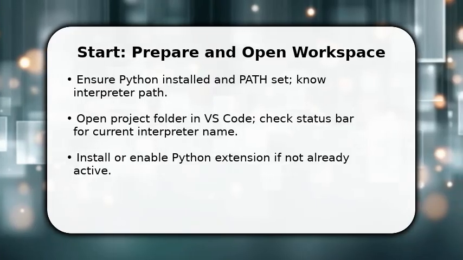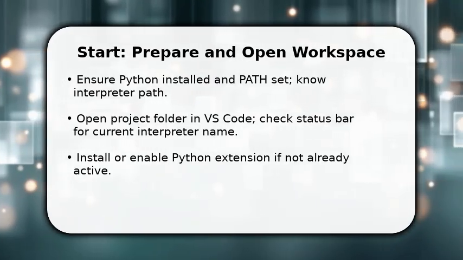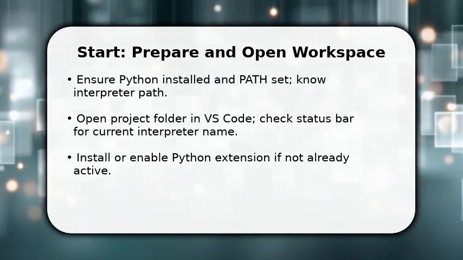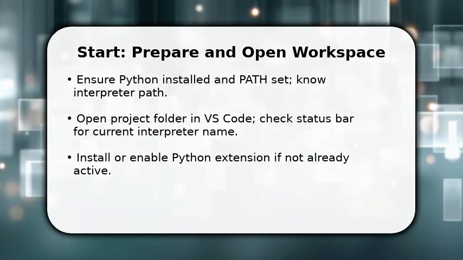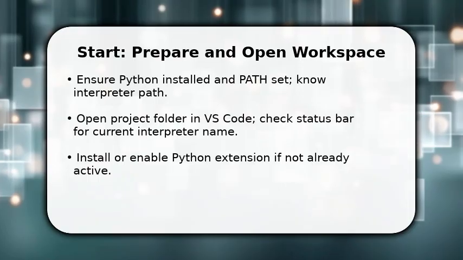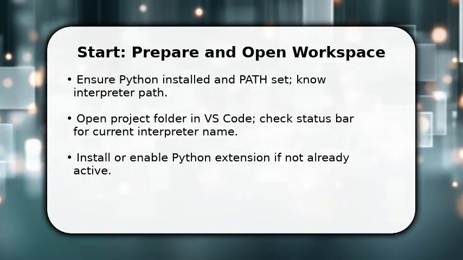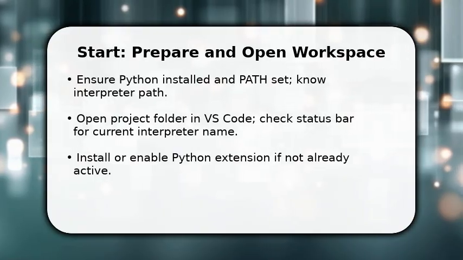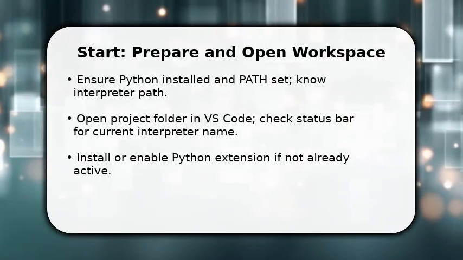You'll start by confirming the essentials. Make sure Python is installed and the executable path is known, then open your project folder in Visual Studio Code. Once done, look at the bottom left status bar to see the currently selected interpreter name. This gives context before changing anything.